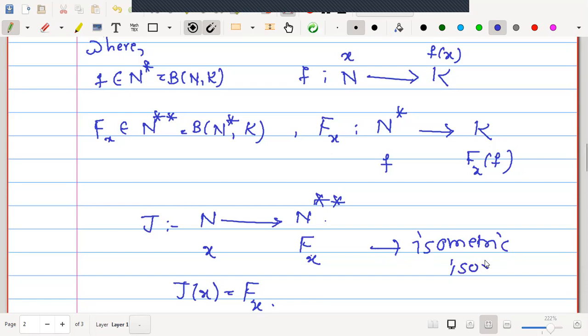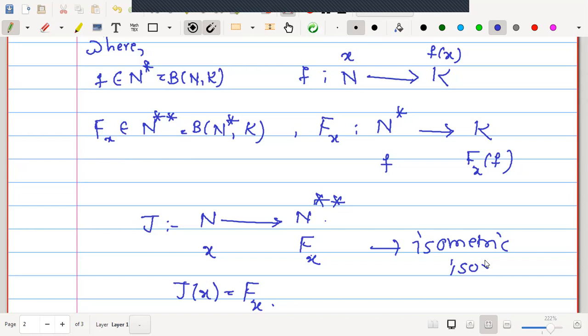We know what isometric isomorphism is. If I forget isometry, isomorphism is a 1-1 homomorphism. Homomorphism is the word we use in group theory. For linear spaces or vector spaces, we use linearity. Therefore, the mapping J is 1-1 and linear. Also, the mapping J is an isometry. That is, the distance between any two elements in the vector space N is exactly the same as the distance between their corresponding images in N double star. That is, J is a distance preserving map. Therefore, this is an isometric isomorphism.